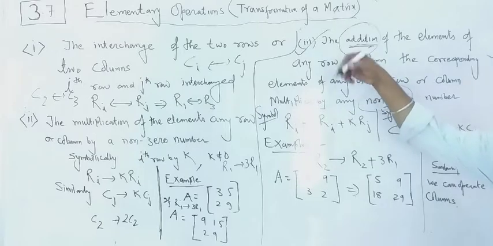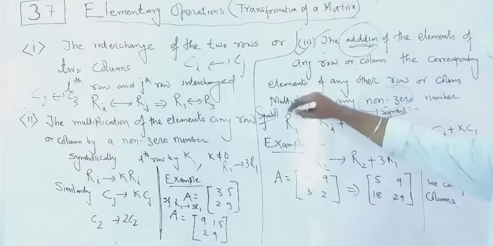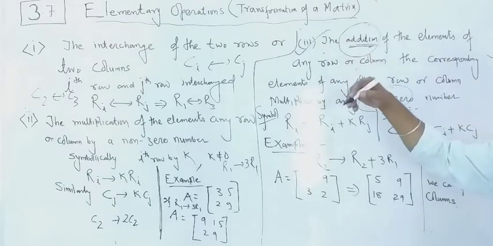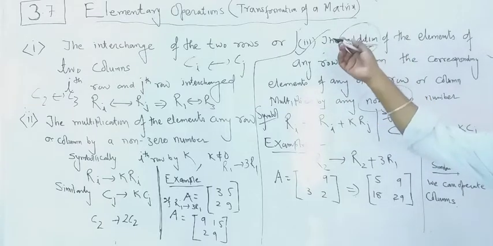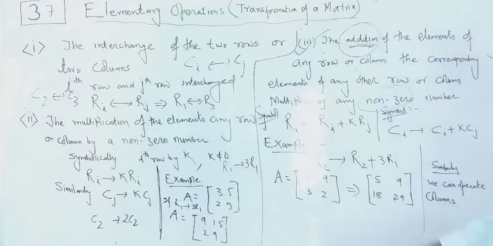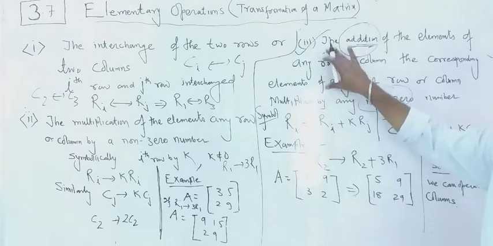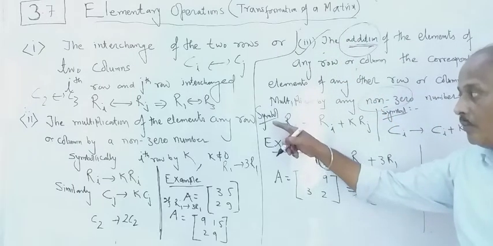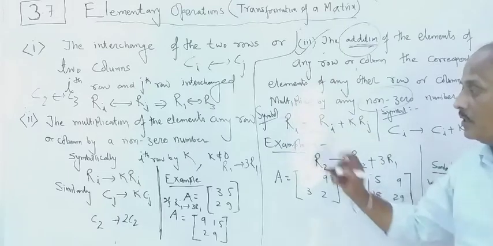So what is the facility given by this third property or third operation? If you want to add elements of any row with the elements of some other row, you can do it with the help of this. But the most important thing is, every time you are not going to use this big sentence. Symbolically, this statement is written in this way.